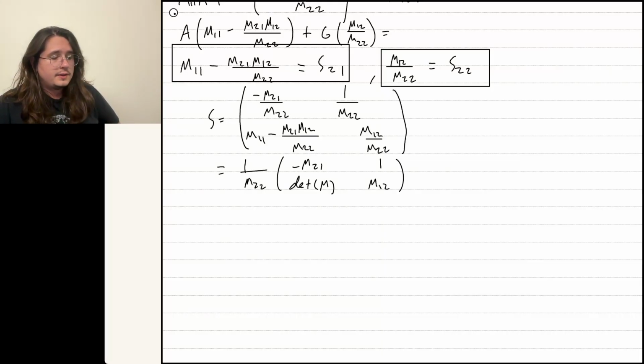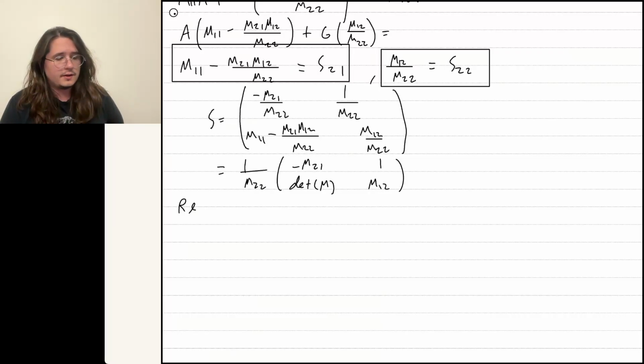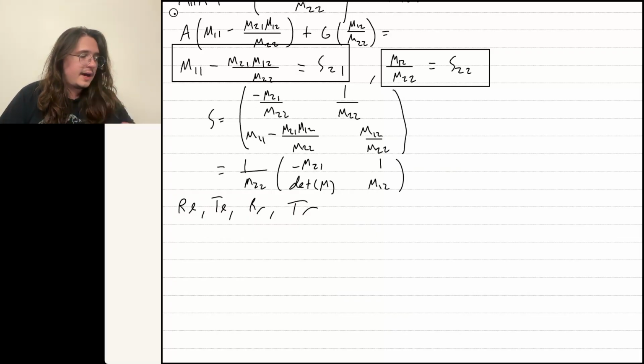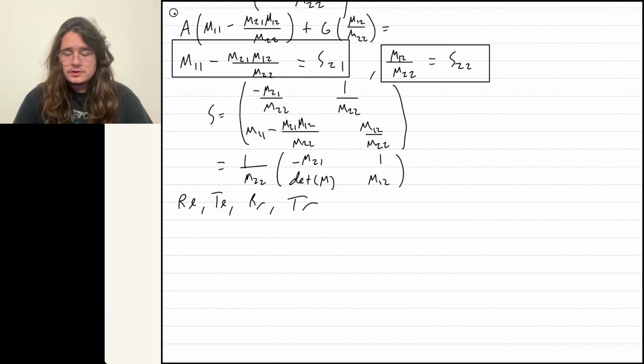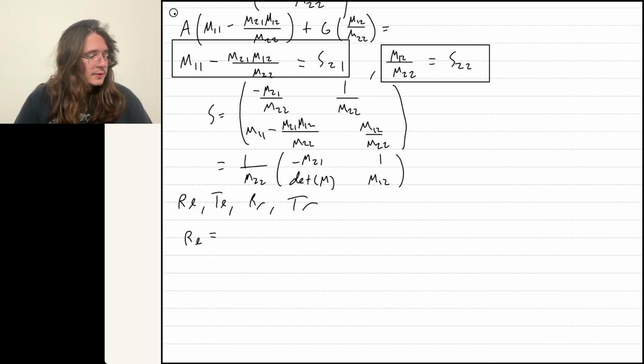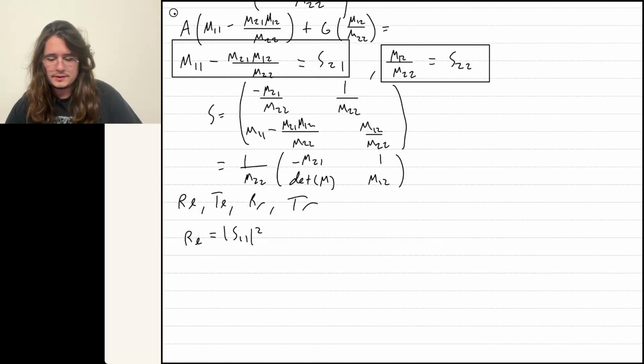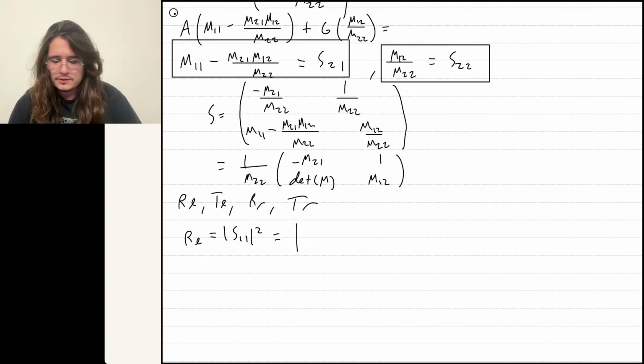Cool. Part B, or no, that's not even part A done, because now we need to express RL, TL, RR, and TR all in terms of M elements. But we already kind of have all we need. So from the last problem, RL was equal to the mod squared of S11, and we already know what S11 was. It's minus M21 over M22. So this is just going to be the mod squared of M21 over M22. Not that crazy.